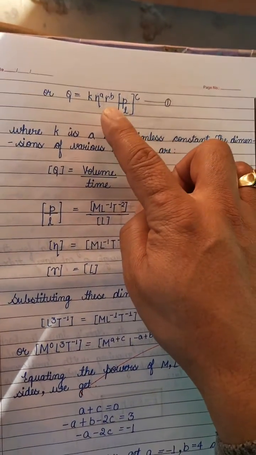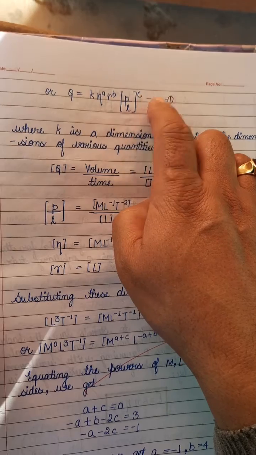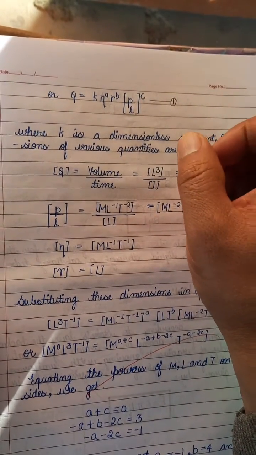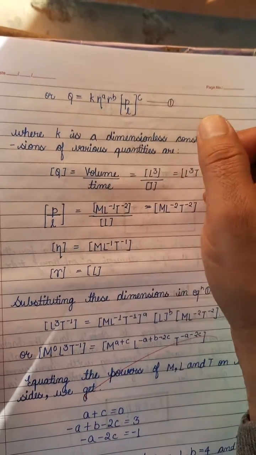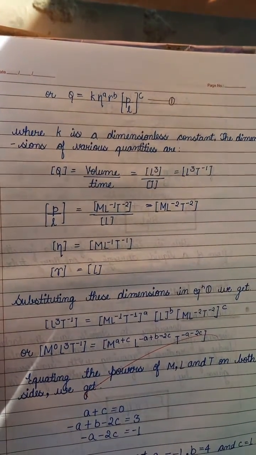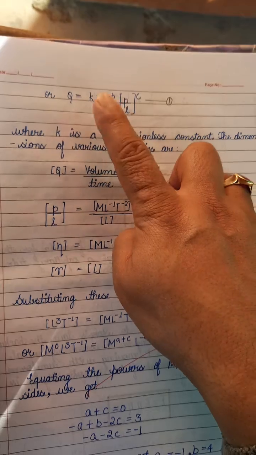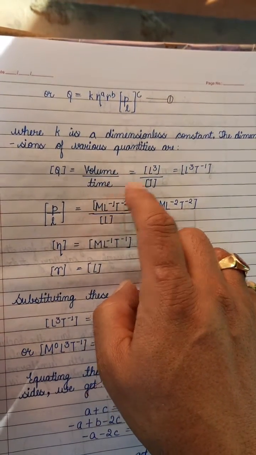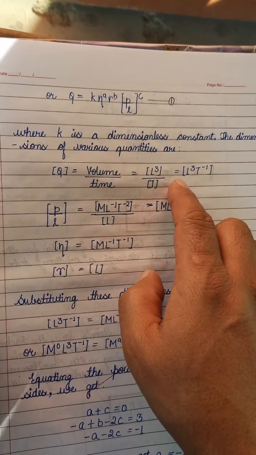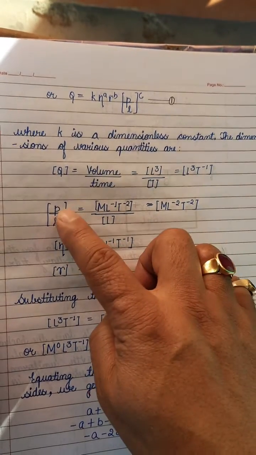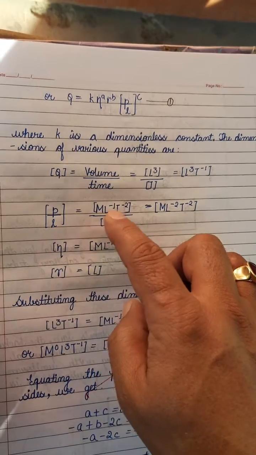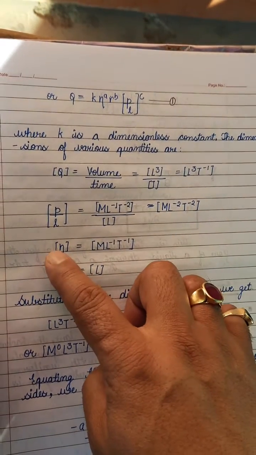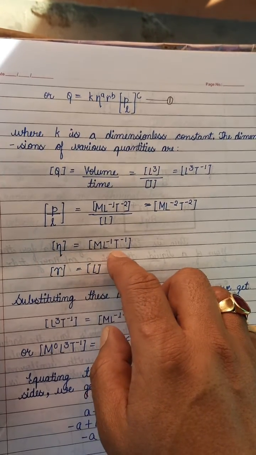As you know, I will substitute the values of a, b, c like this. P upon L is pressure per unit length, R is the radius, eta is the coefficient of viscosity, and K is a dimensionless constant. Substituting the dimensions of all these on the right-hand side: Q is volume per unit time, so on the left-hand side it is L cubed upon T, that is L cubed T to the power minus 1. P upon L is pressure upon length, with pressure having this dimension and length having this dimension. Eta is the coefficient of viscosity, which has this dimension.